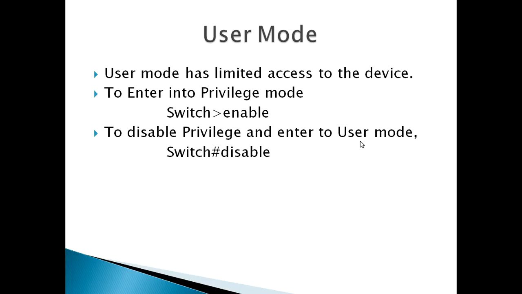First, user mode. What is user mode? User mode is the initial mode. It has very limited access to the device. If you want full access, or want to check more deeply what the issue or configuration is, you need to enter into the privilege mode. In order to enter the privilege mode, you just type enable, which is also known as the enable mode. To go back to the user mode, you just type disable. That's it. It has very limited access to the device.